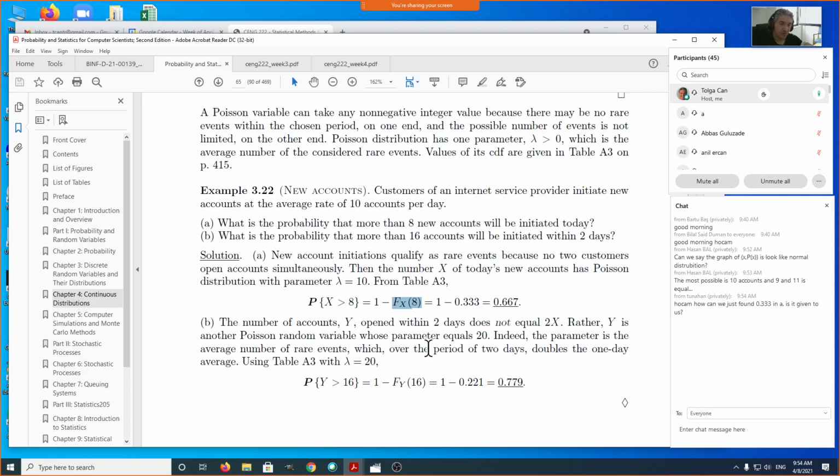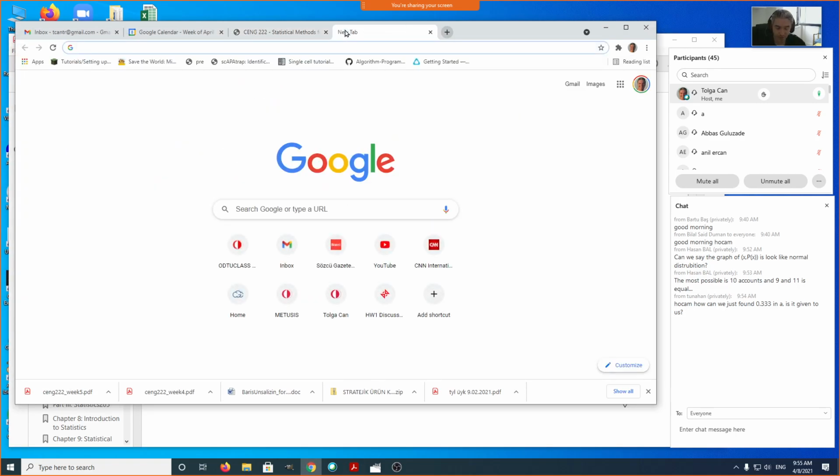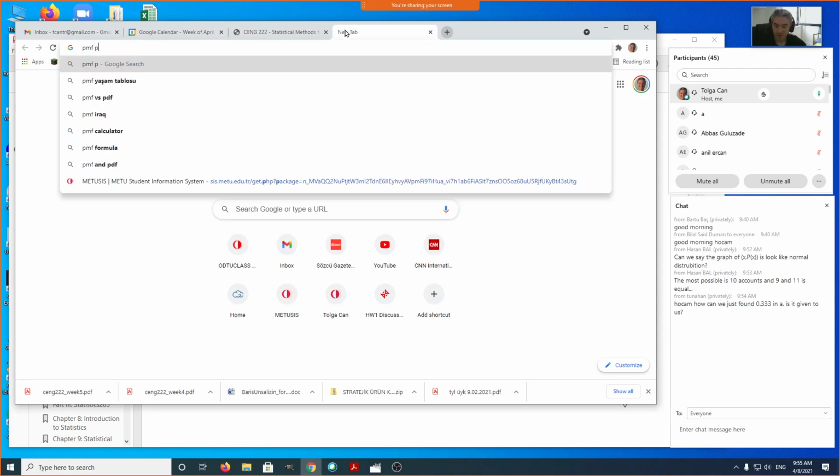If you try to look at the PMF, the graph of this Poisson distribution, it doesn't look like a normal distribution. So it's not going to be like a normal distribution centered at something. We can actually try that PMF, write this and fill in MATLAB, or we can just, let me just go in and Google it. PMF of Poisson.